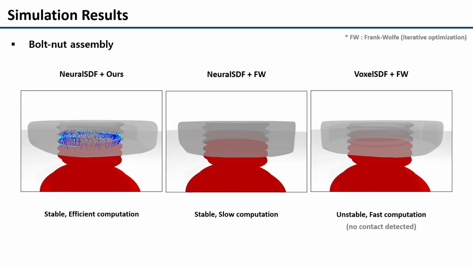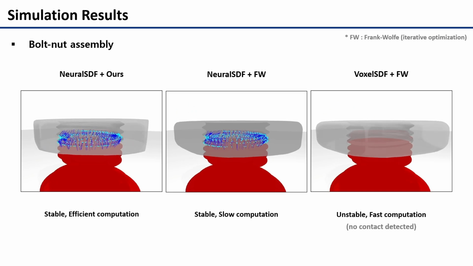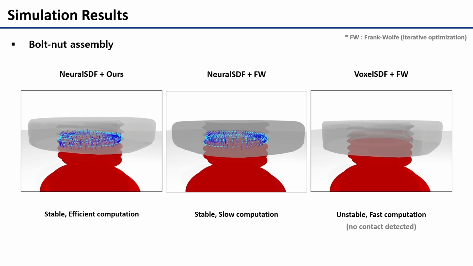The last scenario is a bolt and nut assembly, another contact-rich task. Our framework provides stable and efficient computation, while the baselines suffer from slow or unstable computation. Even with VoxelSDF representations, they fail to detect contacts because their resolution is constrained by memory consumption.